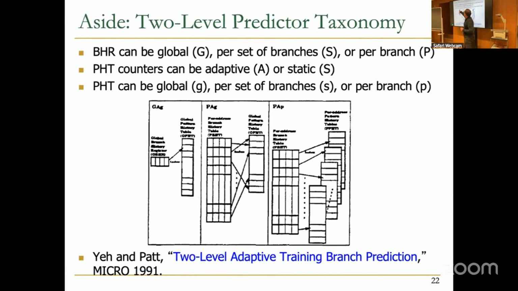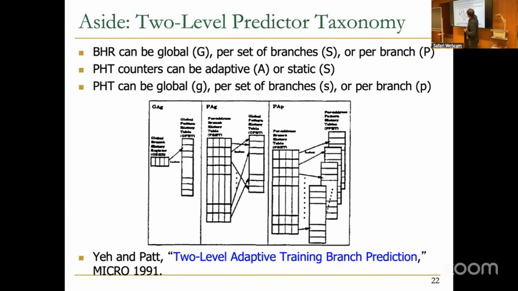GAg, for example, has a single global history register with a single global pattern history table. And these are all adaptive. This is the most frugal global history predictor that you can get. And this is what's implemented in Pentium Pro. And that's what made Pentium Pro partially successful. Pentium Pro was the real first processor that implemented both out-of-order execution and aggressive branch prediction at the same time. It was the first commercially successful out-of-order processor that made Intel rich, let's say. Intel's having problems right now for different reasons, but Pentium Pro was a good architecture.